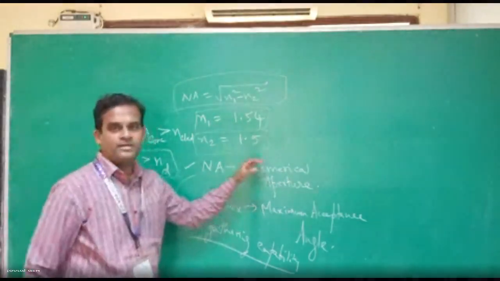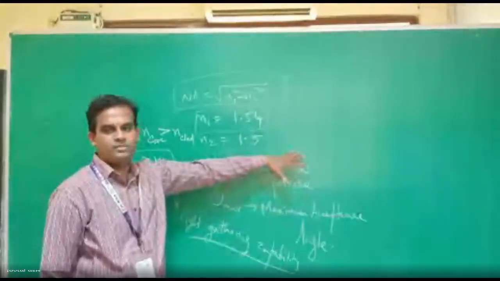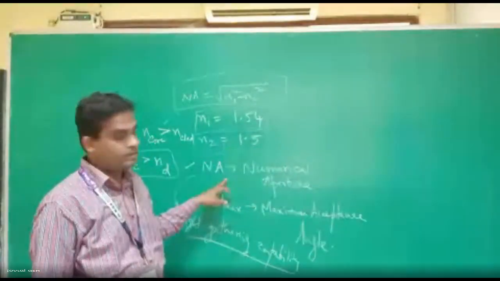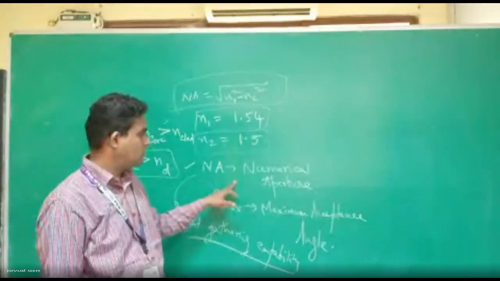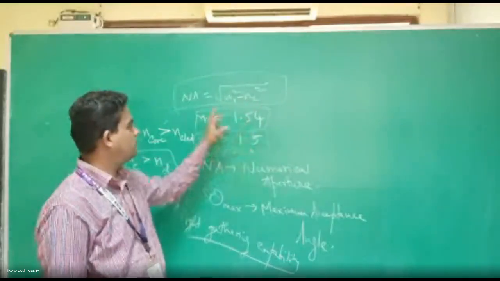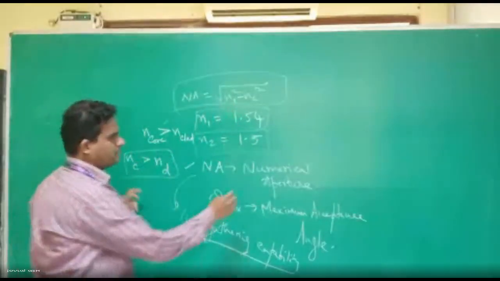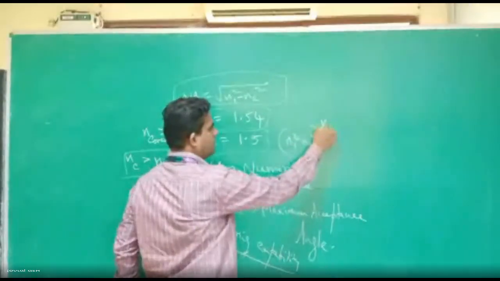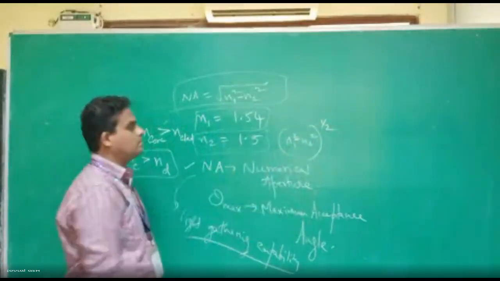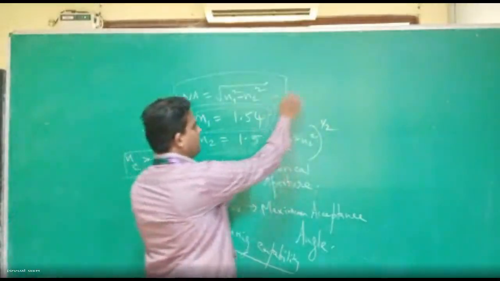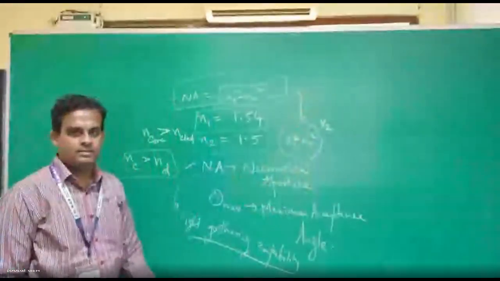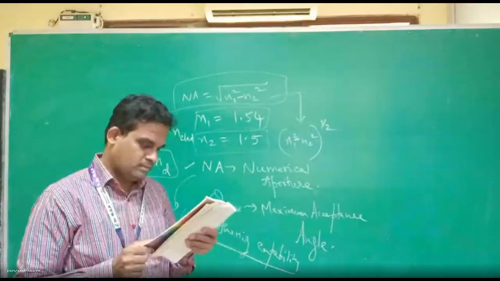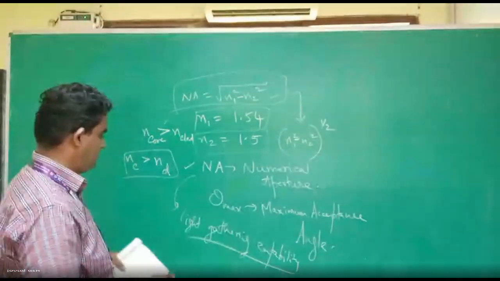Fine. So I hope you have calculated. The time frame was given to you to calculate the numerical aperture. It is N1 square minus N2 square, the whole power 1 by 2. This is your numerical aperture, or simply the light gathering capability of your fiber. How many of you have calculated? It comes to around 0.3.